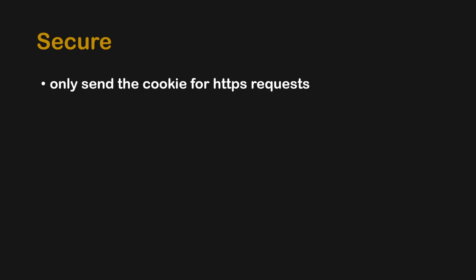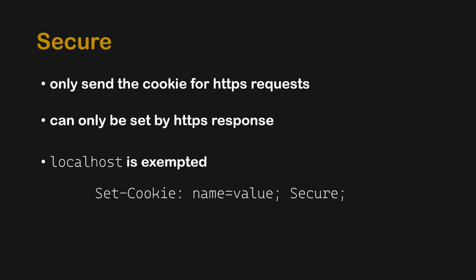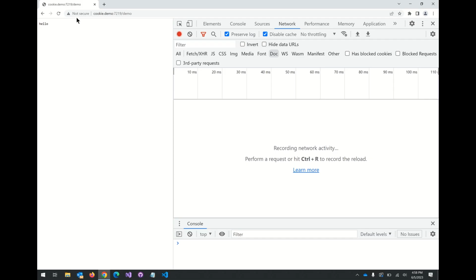The secure property instructs the client to only send the cookie for HTTPS requests. That means it won't be sent along for insecure HTTP requests. Because the cookie is only sent for HTTPS requests, it can also only be set over HTTPS requests. So an insecure HTTP request can't set the secure property. However, when running on localhost, it's a special domain and it's exempted, so you can set the secure attribute from a non-HTTPS localhost. As you can see here, I'm going to a not secure URL.